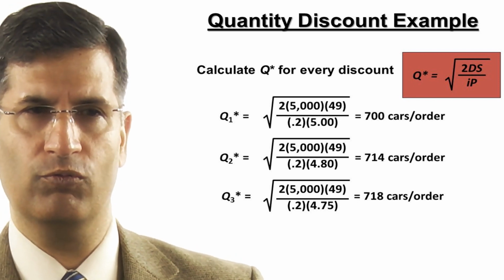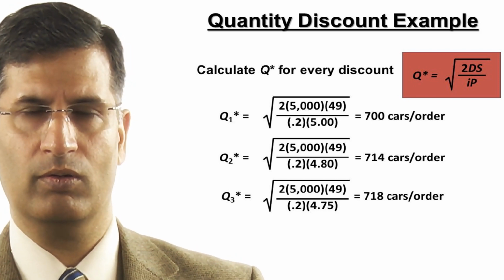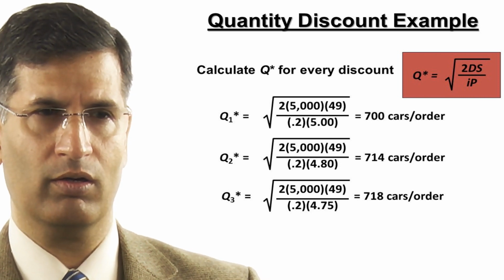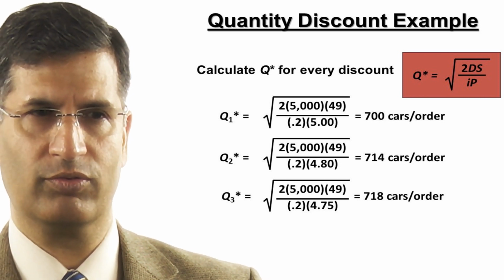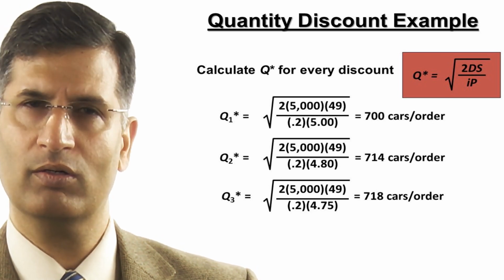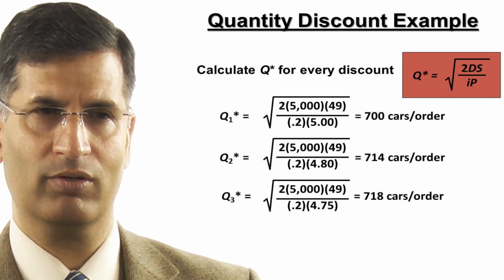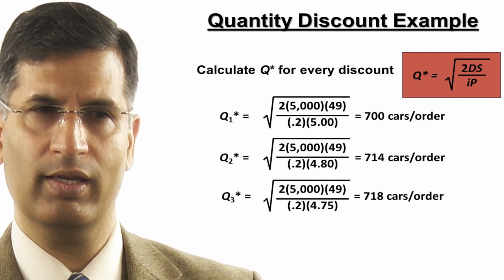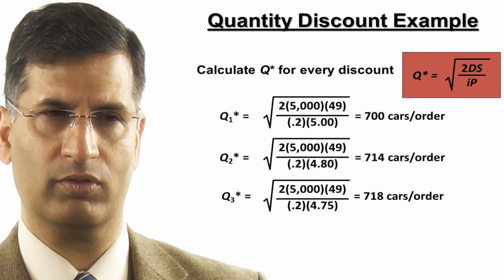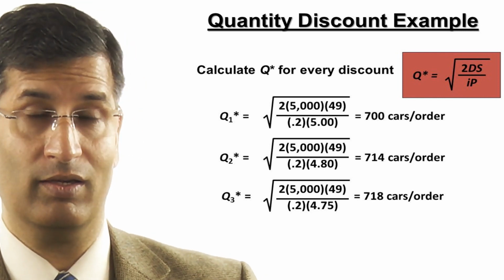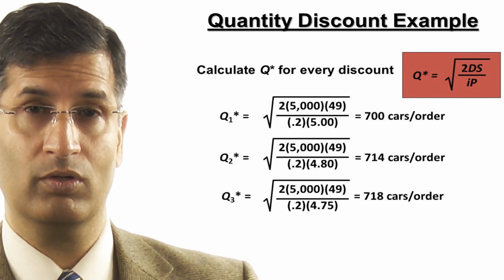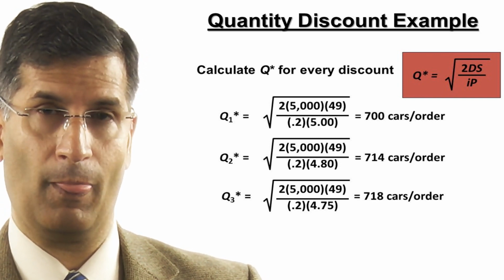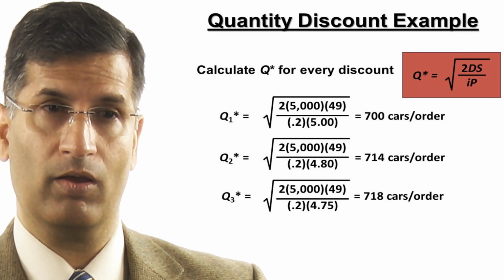Right, so calculate Q for each price break. For $5, notice the holding cost is 0.2 times 5, which is $1. So in this case, if you calculate the lot size, economic order quantity, that turns out to be 700 units per order, which is okay. If you're buying 700 units, you will pay $5. So that's fine.